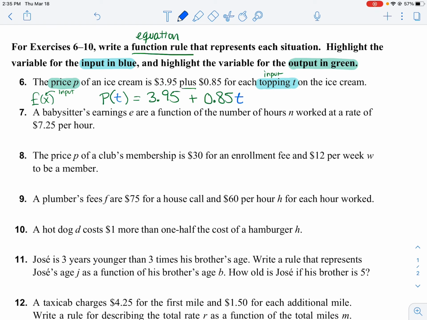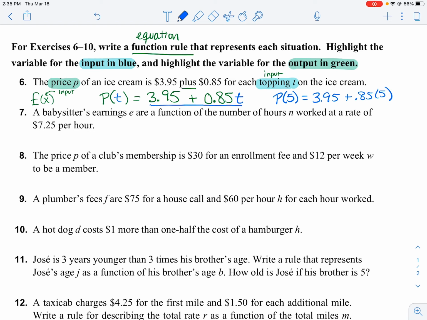And that function rule here tells me the cost of my ice cream depending upon how many toppings I want to buy, right? So let's say I want to go all out. I want sprinkles, I want whipped cream, I want peanuts, I want cherries, and I want caramel sauce. So that would be 5 toppings. So if I want 5 toppings and I want to know how much that particular ice cream costs, then I would be finding P of 5. So I'm inputting 5 into the function, and there we would get 3.95 plus 0.85 times 5. And we could calculate how much that actually comes out to be.